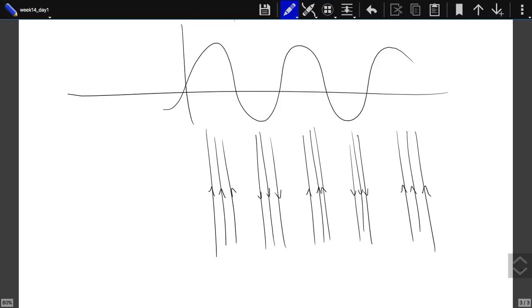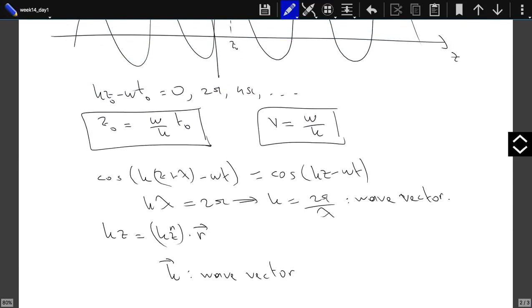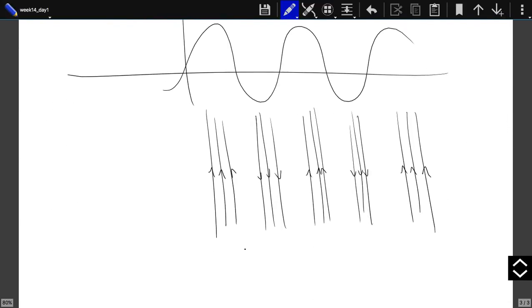Which way is it going? The motion. Well, we said that it is moving, you see, in x. It is moving with this positive velocity. So this whole shape is moving in this direction. Up or down?